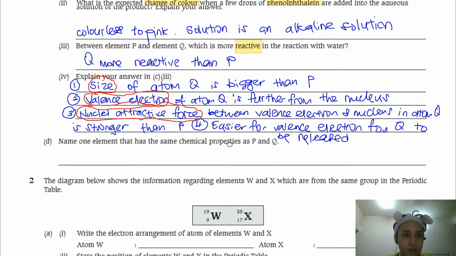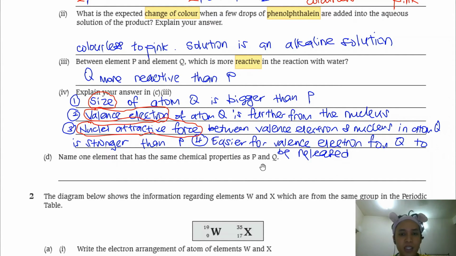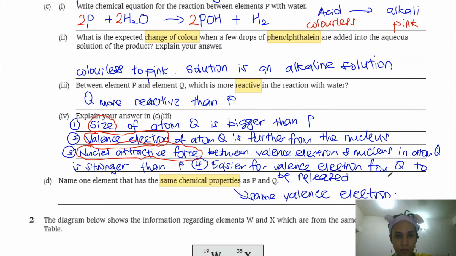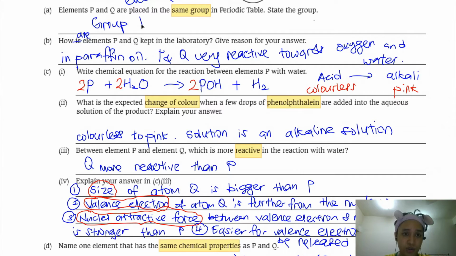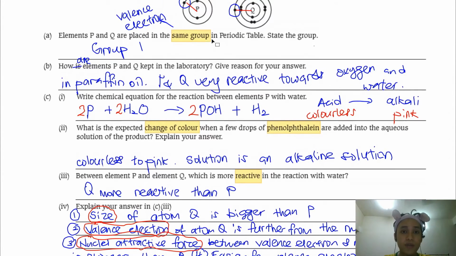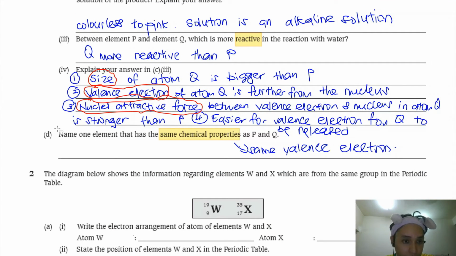Alright, so the final question here: name one element that has the same chemical properties. Remember, if we say same chemical properties, it's because they have the same valence electron. So since I already know this one is group 1, they want me to give another example of group 1. But here is where it's important: name. Name meaning I must say what element.